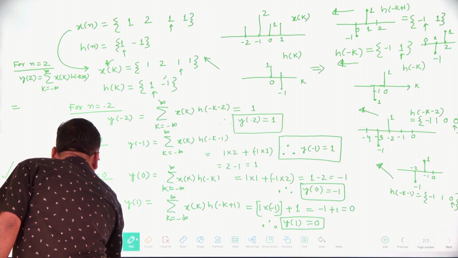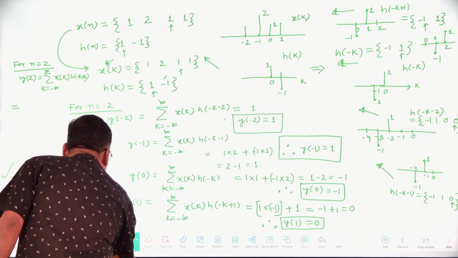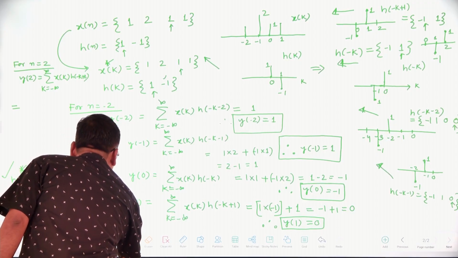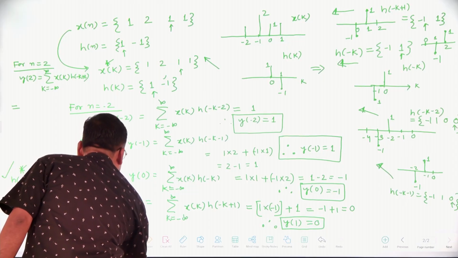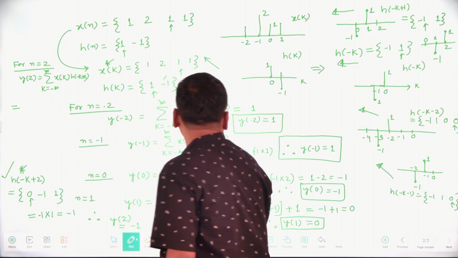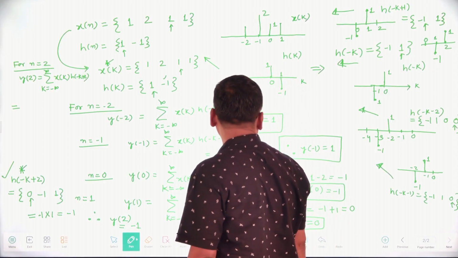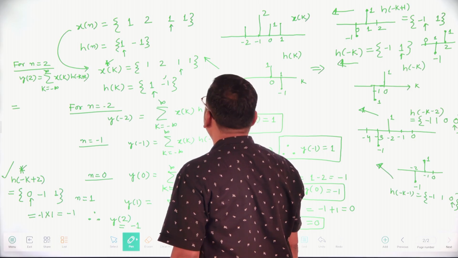Therefore, y of 2 equal to, that is your minus 1. Okay. So that's why y of minus 2, minus 1, 0, 1, 2.